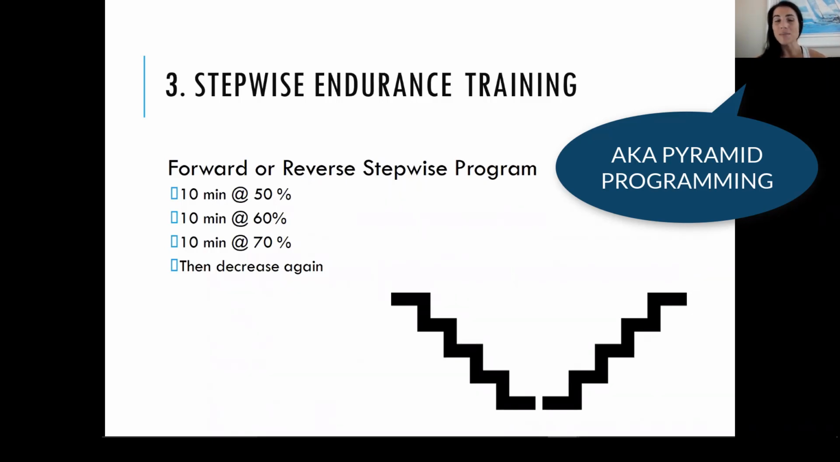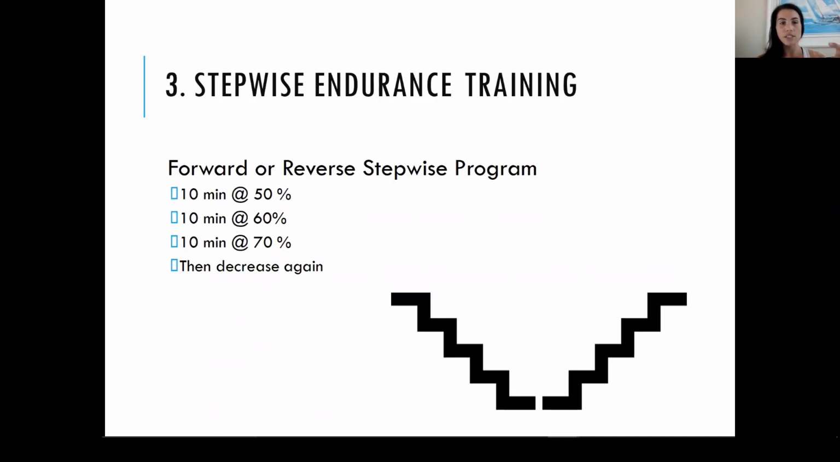You don't have to do it for 10 minutes. It could be 15, it could be 5. You don't have to do 10% differences in your intensity. So it doesn't have to be 50, 60, 70. It can be 50, 55, 70. So those are things that you can kind of play around with your clients. But again, it's a fun way of training them so that they don't really get bored when they're doing their training.